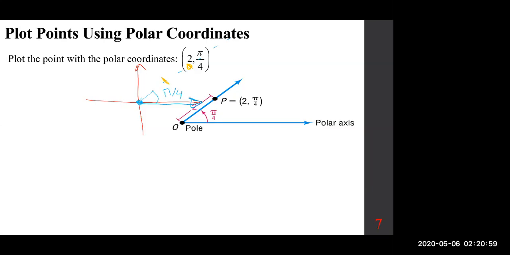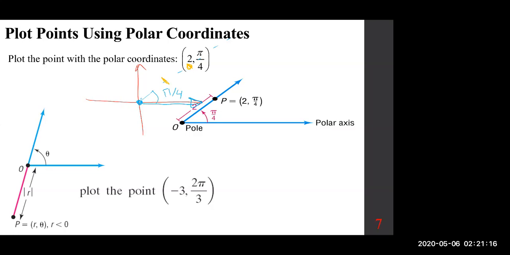I hope everybody is comfortable with this. Okay, let's see. What if we want to plot a pair where R is negative? Normally, we don't go with that, but here's the process. Take a look at R comma theta, where R is negative.